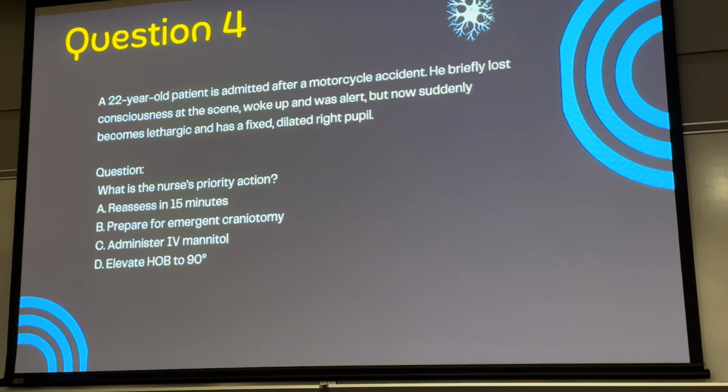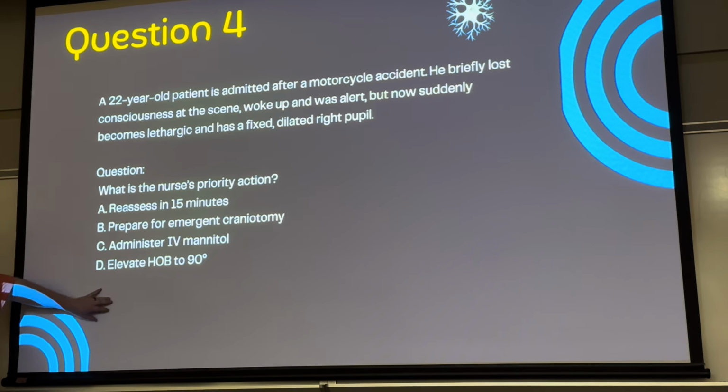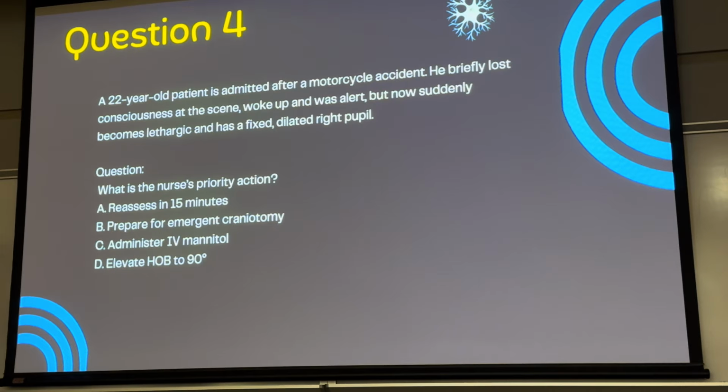A 22-year-old patient is admitted after a motorcycle accident. He briefly lost consciousness at the scene, woke up and was alert, but now suddenly becomes lethargic and has a fixed, dilated right pupil. What is the nurse's priority action? B. I hear B. Anybody else have anything different? Nope, I like B. Okay. What type of injury is he experiencing? An epidural hematoma. Good.